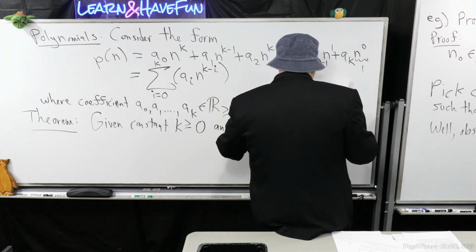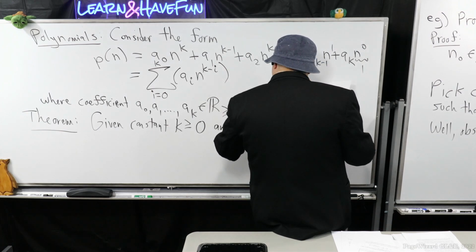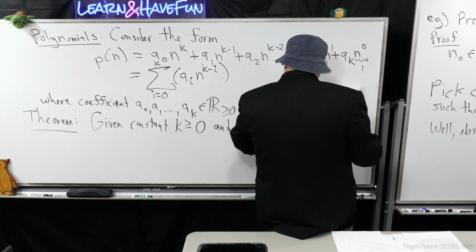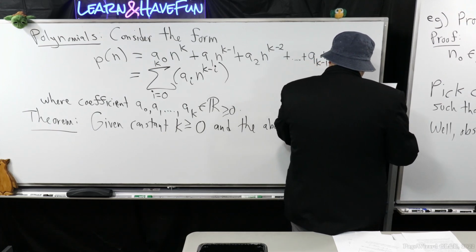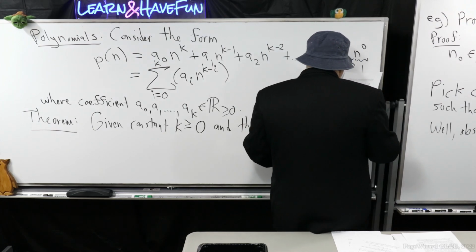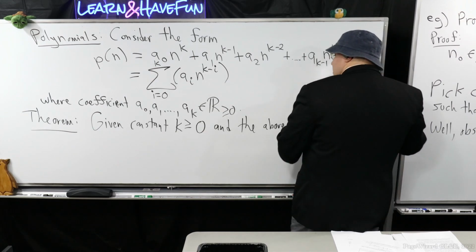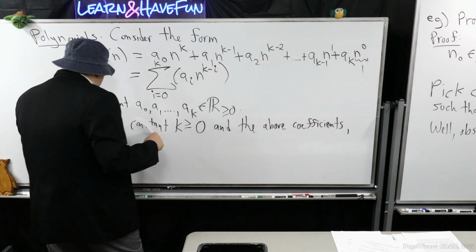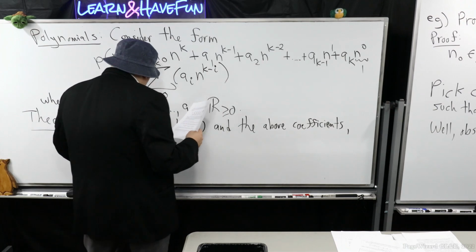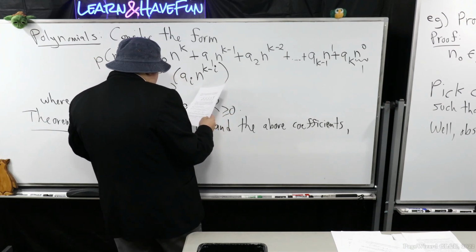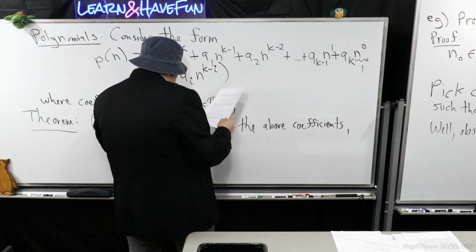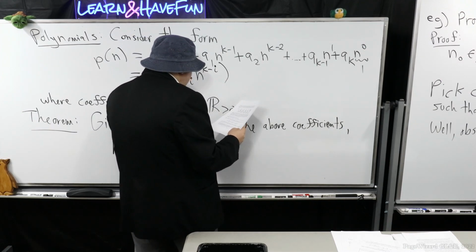And the above coefficients, the claim is that P of n, or I'll just refer to it as P here, P is big O of n to the power of k. That's the claim.